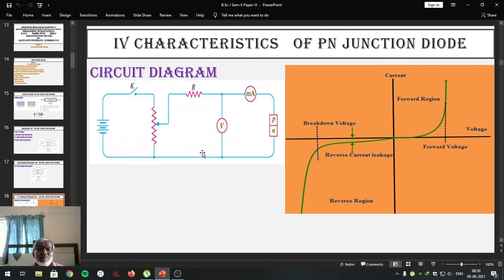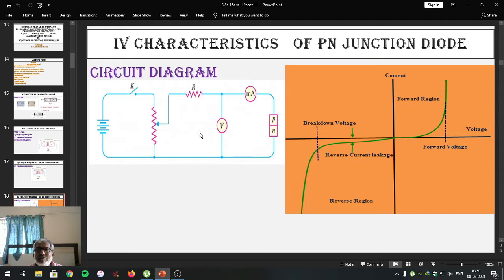Friends, we are going to study both types of characteristics, forward characteristics as well as reverse characteristics. Forward characteristics is the current-voltage graph which is plotted when the p-n junction diode is forward biased. And reverse characteristics is the graph of current against voltage of the p-n junction diode when it is connected in reverse bias condition. So we are going to plot both the characteristics here.